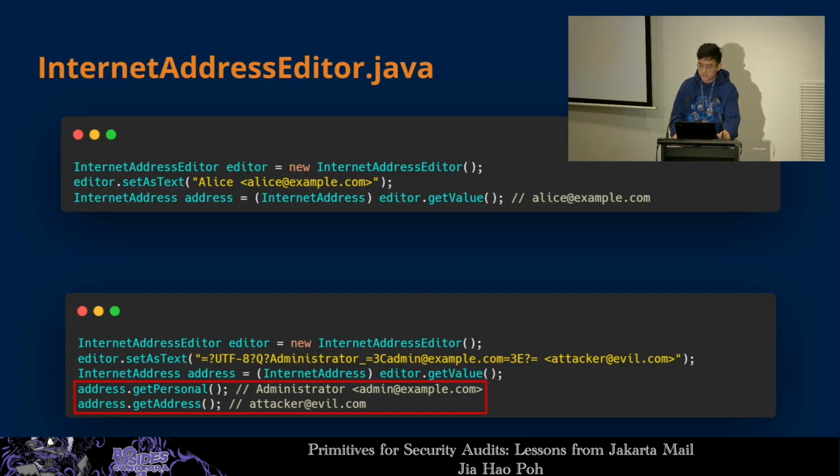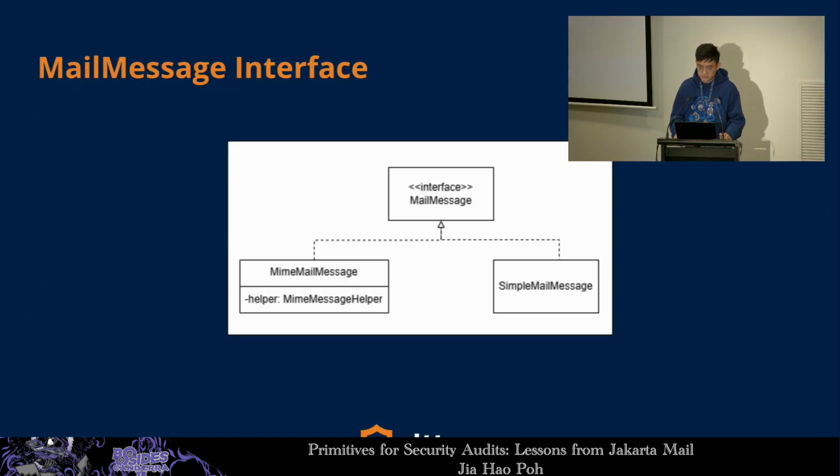If an application shows the personal name section of an email address first, we can make it look like the email came from a legitimate sender. As for the 3 remaining classes, we can take a look at them together as they are all related. These are the myMailMessage and its helper implementation, as well as the simple mail message classes. They are all implementations of the mail message interface.